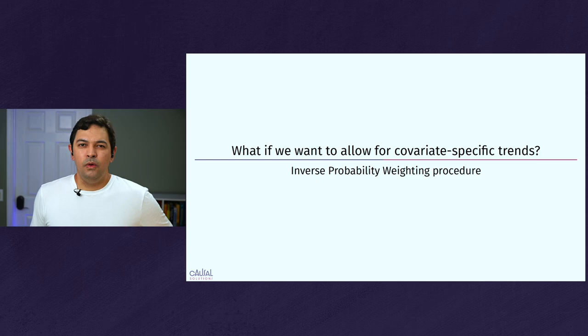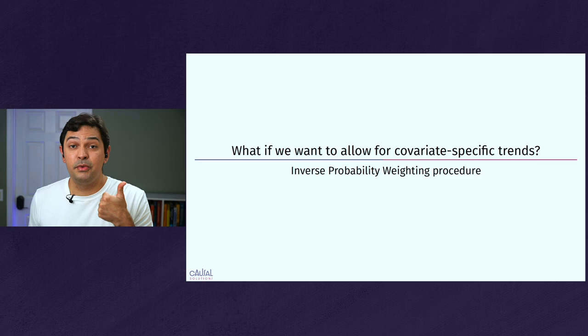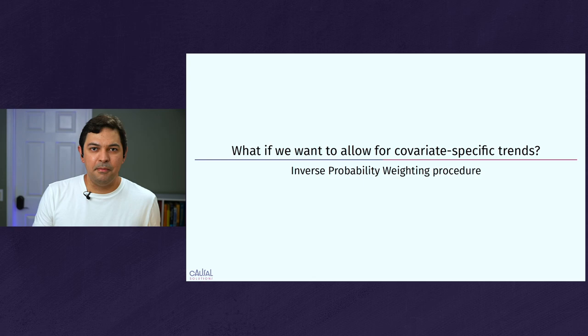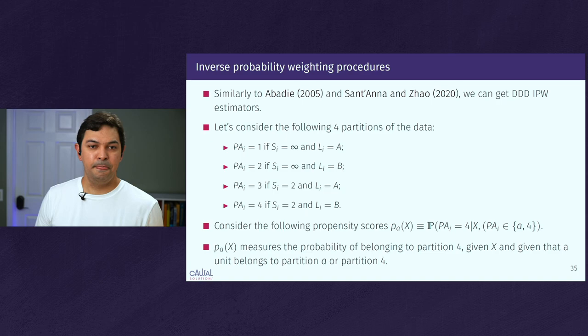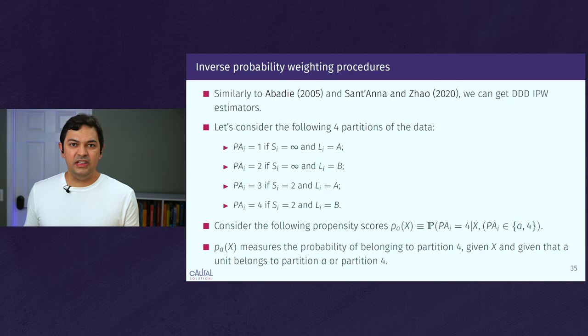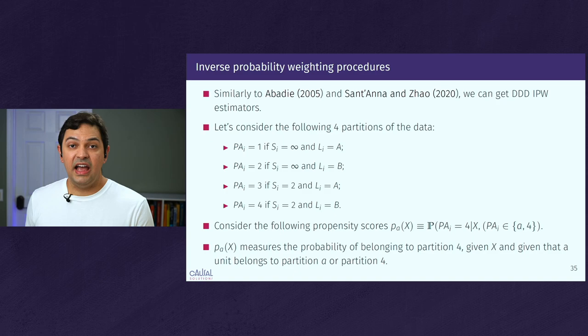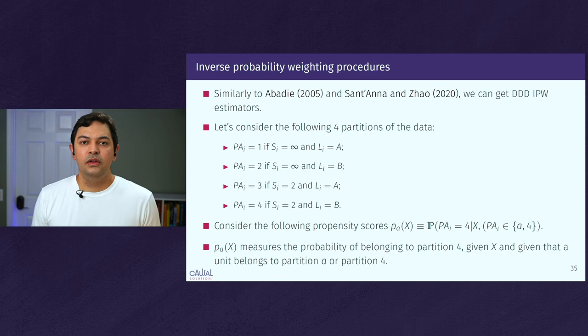So that's the first phase, the outcome regression. Now, what if I want to do more? What if I want to do IPW, because I don't want to model the outcome evolution? I want to model the probability of belonging to the particular treatment group that I care about. We can definitely do that. To do this, we're going to build on the foundational work of Alberto Abadie in 2005, and on my previous work with Jun Zhao, and we're going to get triple difference estimators that are of the IPW format. And again, to actually make this work, we're going to tell you there are four different partitions of the data.